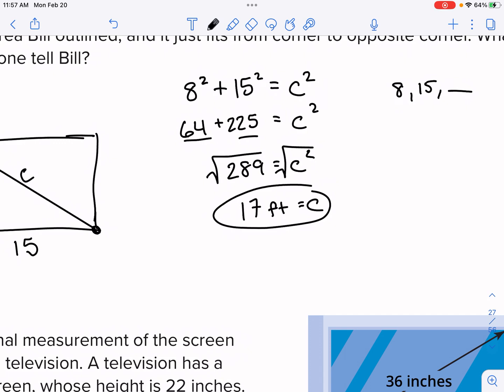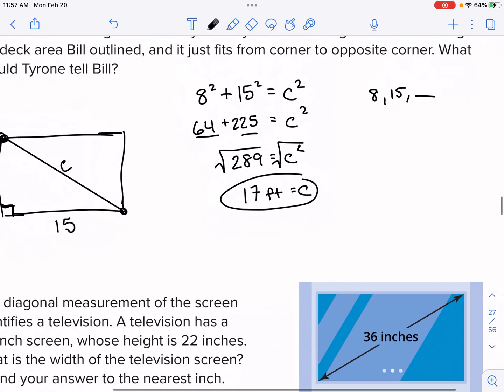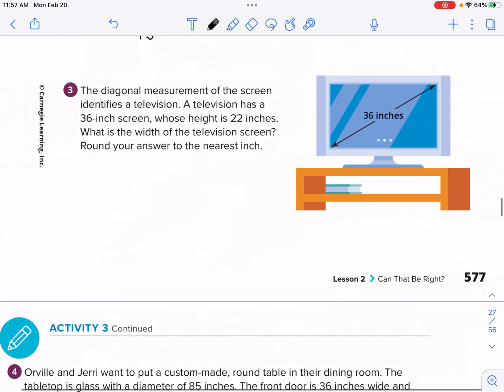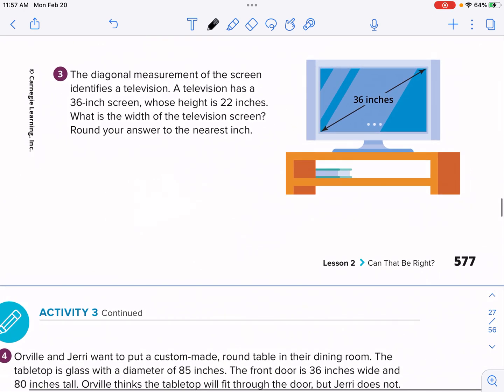Because the 15-foot board fits where the hypotenuse should be, Tyrone should tell Bill that the deck is not a rectangle. The corners of the deck are not right angles. So he's got to be careful with that because it should be 17 in order for that to be a right angle. So we use the converse of the Pythagorean theorem. All right, moving on to number 3. The diagonal measurements of the screen identifies a television.